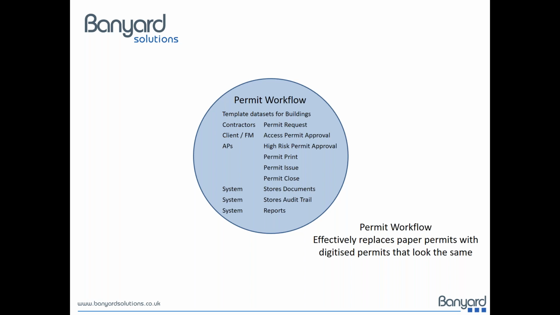The client or the FM, if there's an FM company involved, have got the ability to approve access permits, and then specialist people within those organisations, APs or authorised persons, are able to go through the process of approving any high-risk permits, and that could be anything from working at height through to electrical work, hot works, or even to asbestos permit approvals. They're able to print permits, issue permits, and ultimately, obviously, close the permit process.